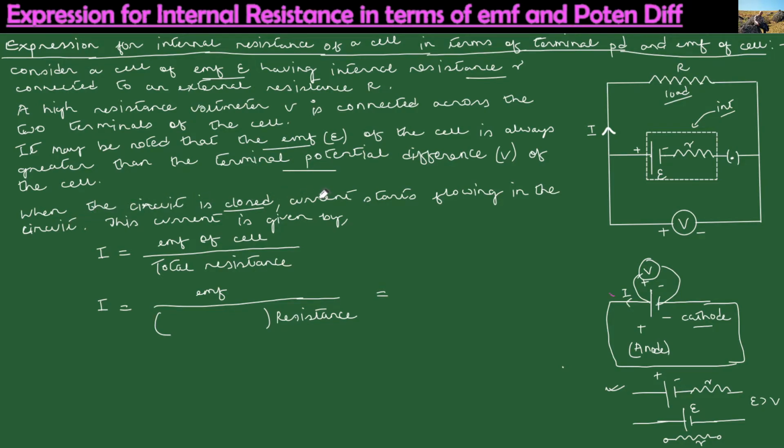When the circuit is closed, current starts flowing in the circuit. The current will be given by this expression: the EMF E of the cell divided by the total resistance.